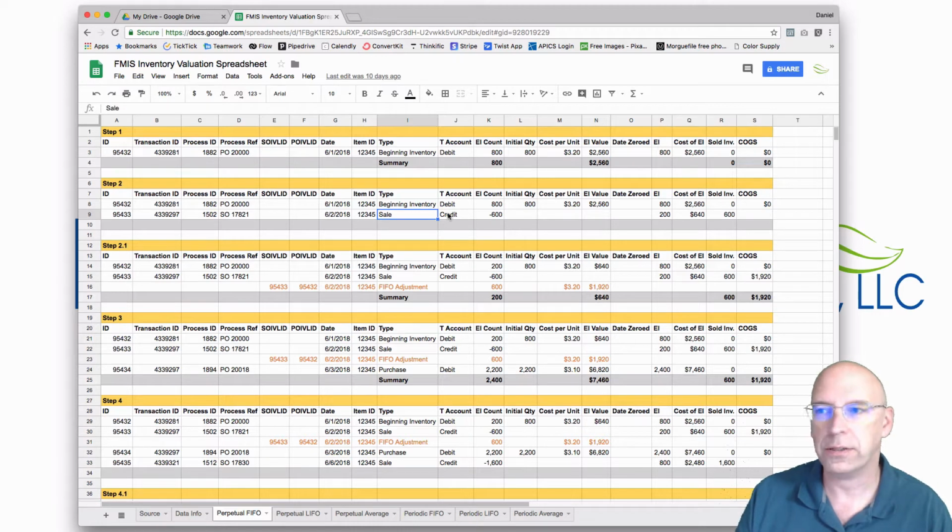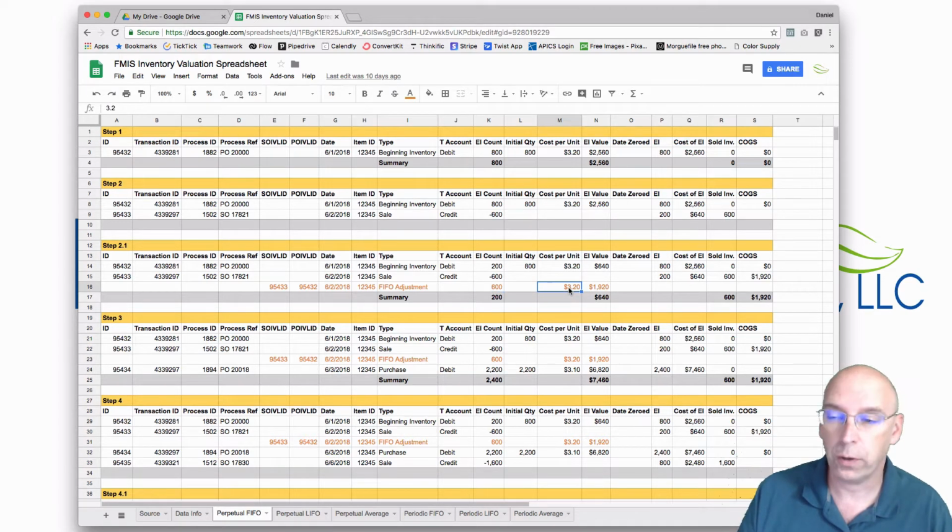The next thing that happens is we have a sale. That's a credit on the T account. And in this sale, we're selling 600 units. We can pull those 600 units from the 800 units that existed in beginning inventory. So this first line is very simple. We have 600 units. We only have our beginning inventory, which was $3.20. So that will be the value for this sale.